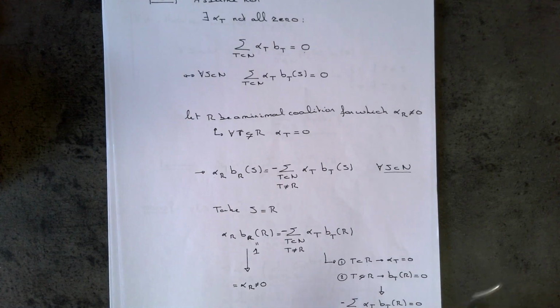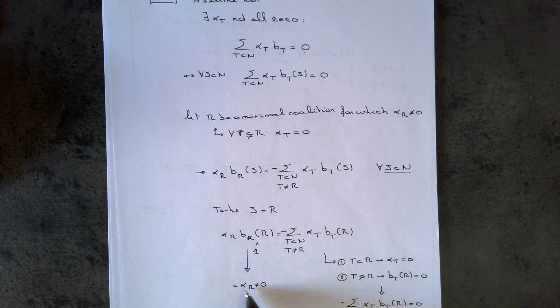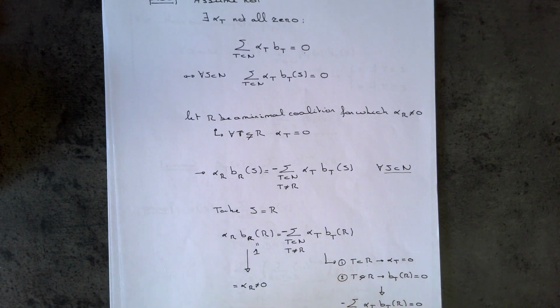So you know that B_R is going to be equal to 1 if R is a subset of this coalition here, and equal to 0 otherwise. But here, of course, R is a subset of R because they're the same. So this value here, B_RR, is going to be equal to 1. So on the left-hand side, we're going to have the value alpha_R times 1, and alpha_R is different from 0. Okay, so this is going to just evaluate to alpha_R.